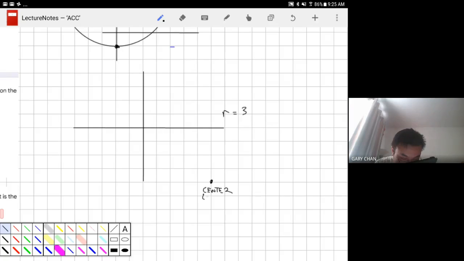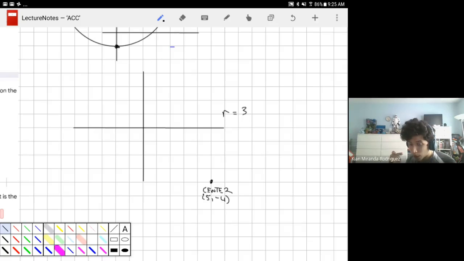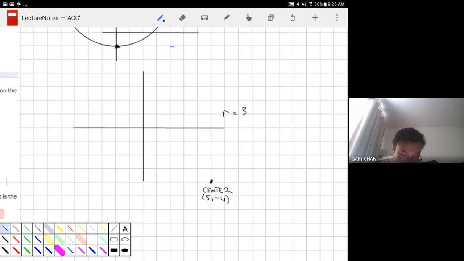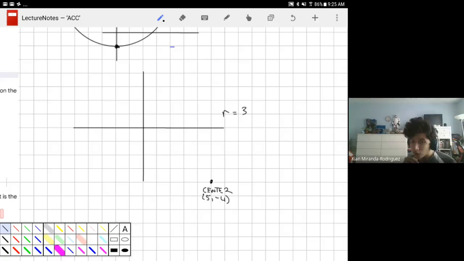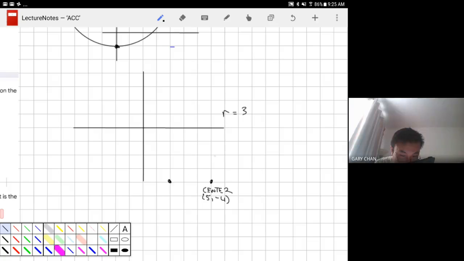And this is 5, -4. Well, what are the other points that are on the circle? Left, up, down, and right. How many units? 3 units, because the radius is 3. That's right. We're going to go up, down, left, and right, 3 units.